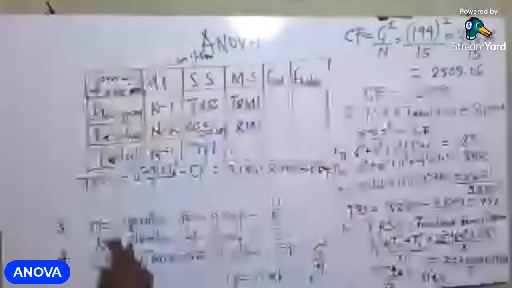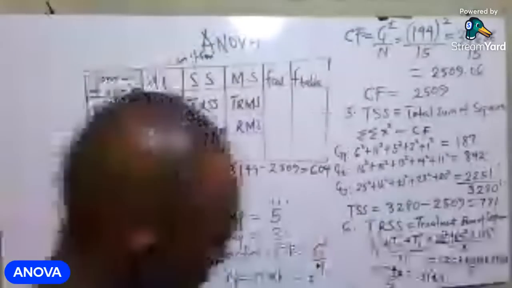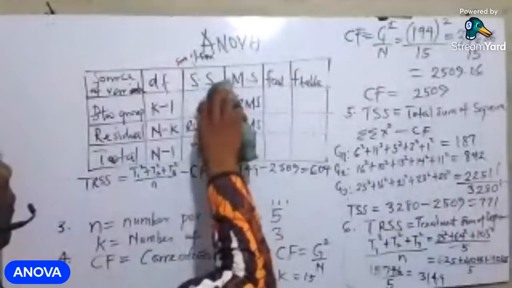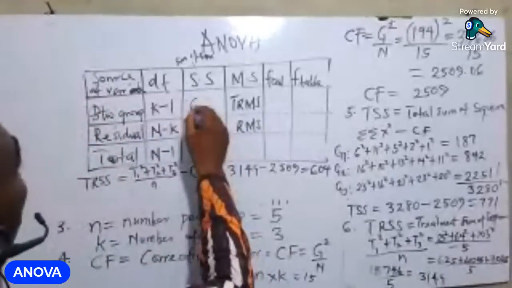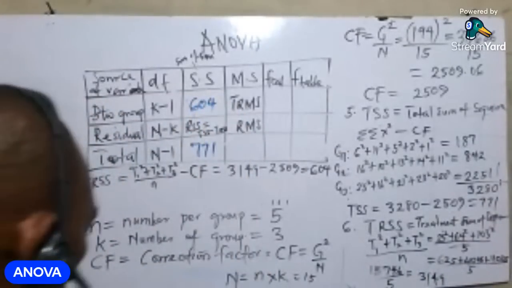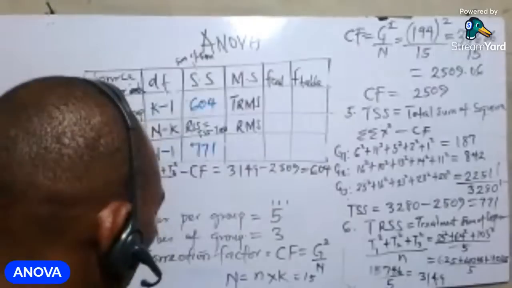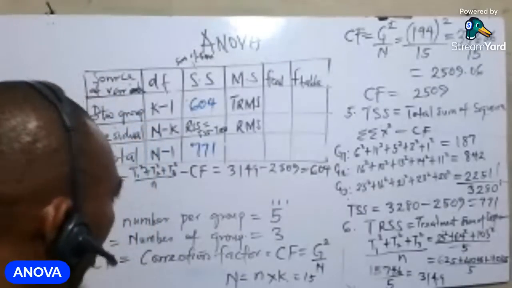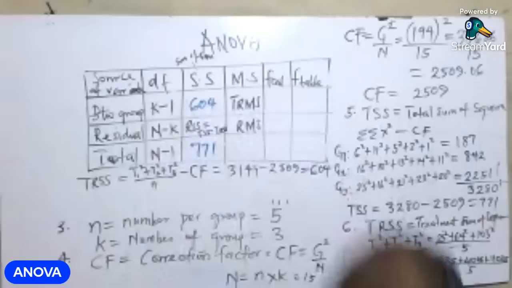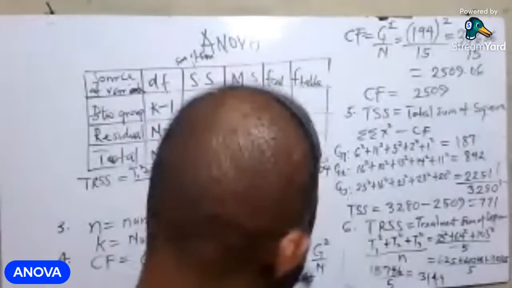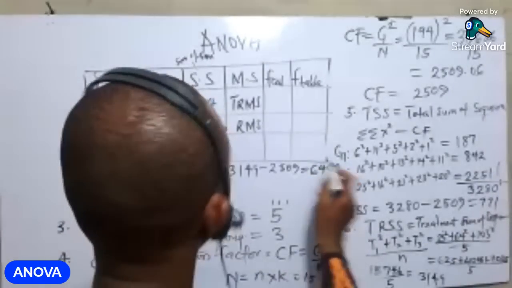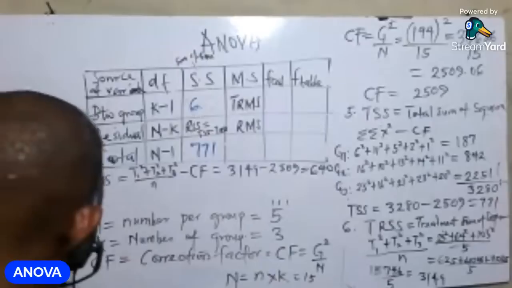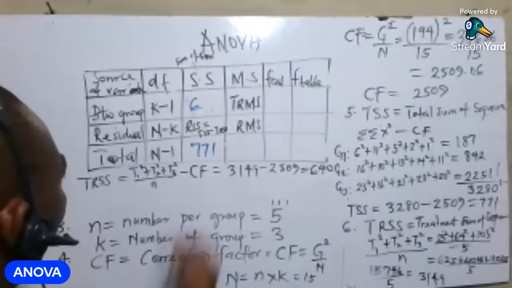So that means I've got my TRSS. My TRSS now is 640. When you calculate this very well, it will give you 640. When you take this away from this, that will give you 640. So we have to take it like that, 640.